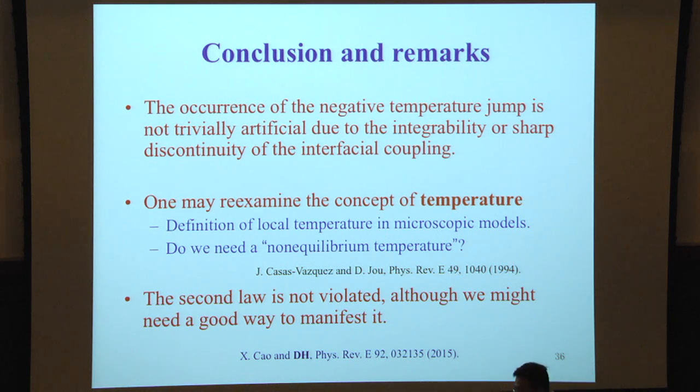In thermodynamics, temperature is defined in a region which is infinitely small from a macroscopic viewpoint and infinitely large from a microscopic viewpoint. But this is not satisfying for our microscopic models. So it leads to the question: do we need a new definition of thermodynamic quantities like temperature and free energy, for example, in a nonequilibrium system? Do we need a nonequilibrium temperature here? And for me, this is still an open question.